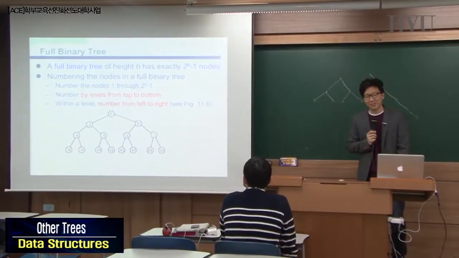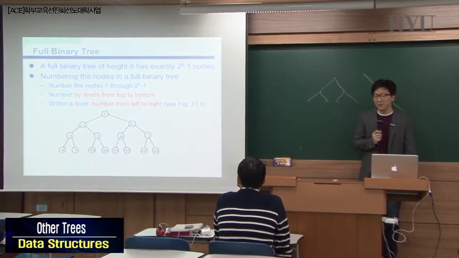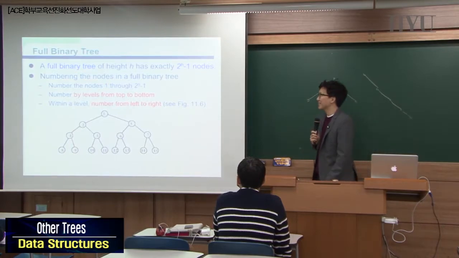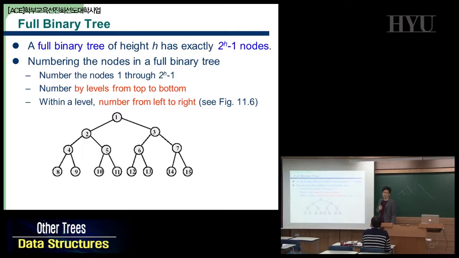A full binary tree of height h has exactly 2 to the h minus 1 nodes. It's obvious. In a full binary tree, every level is full of elements. So if you take the log, it's quite obvious. 2 to the n minus 1 nodes.